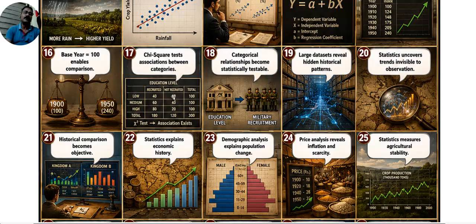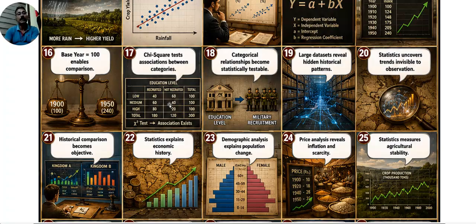Actually it is known as the chi-square independence test, to investigate whether there exists any relationship between education and the possibility of being recruited in a job. How the chi-square test can be done will be explained later, but for this moment just have a look. Is a categorical relationship statistically testable? Just to test the categorical relationship between education level and military recruitment. Recruitment means military recruitment.